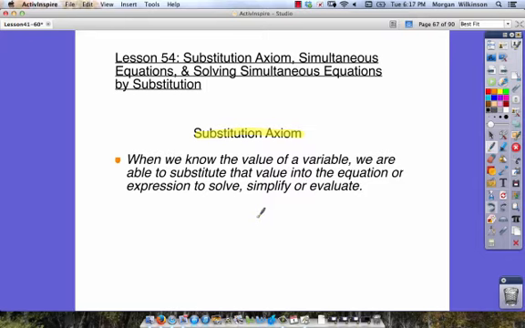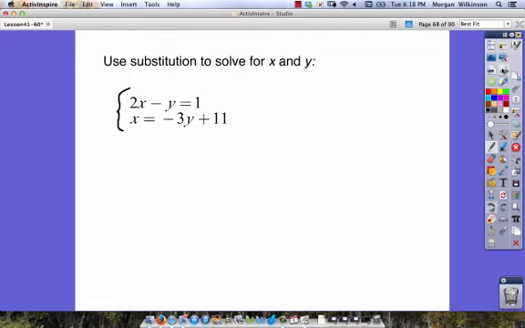Please take a moment to copy that into your notes. Let's move on to our first examples for today. Here we're going to use the substitution axiom in order to use substitution to solve for x and y. Now in this problem, we're given simultaneous equations. We're given a system of equations here. We've got two different ones. They make up a system. And we need to figure out what the value of x is and what the value of y is.